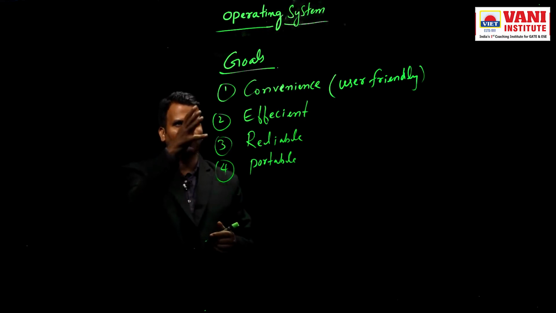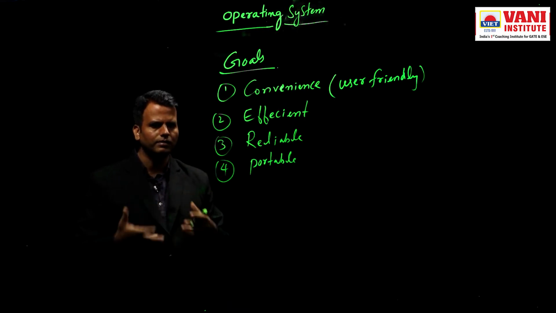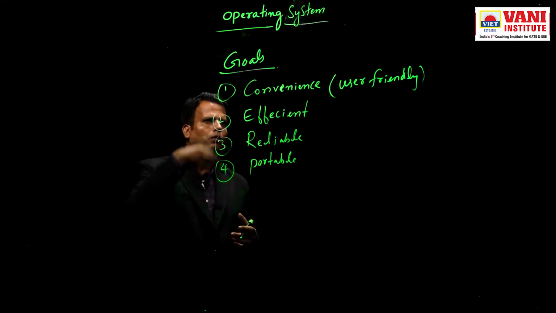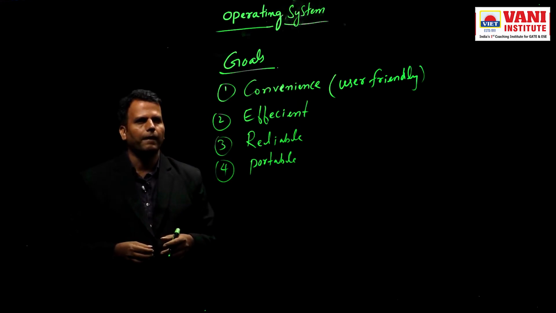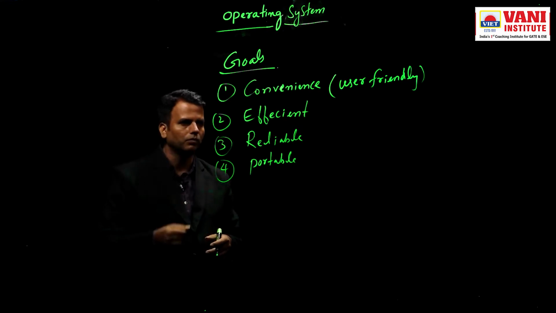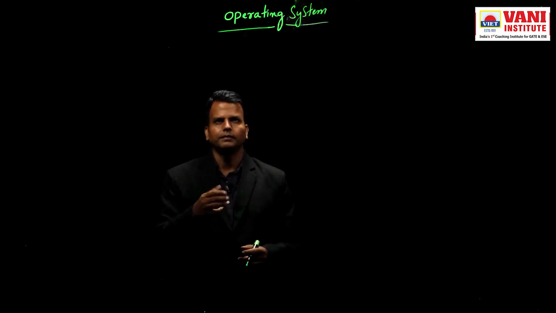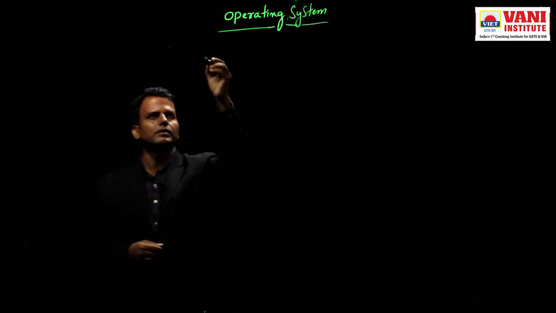Okay, so with this we have completed the goals of an operating system. But in general, for our desktop system or mobile, convenience is our primary goal. Now let's see the types of operating systems.